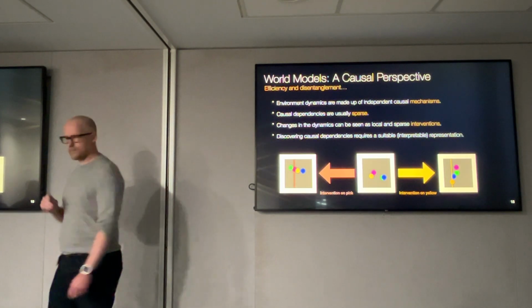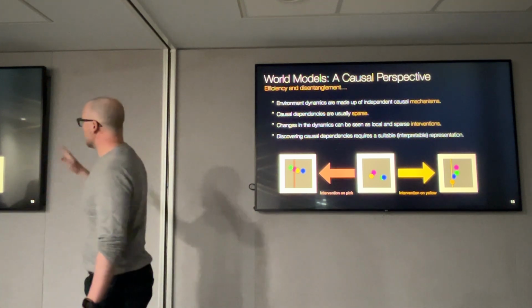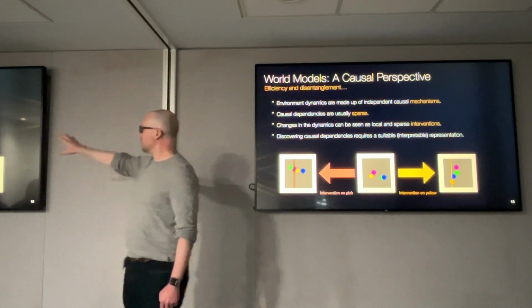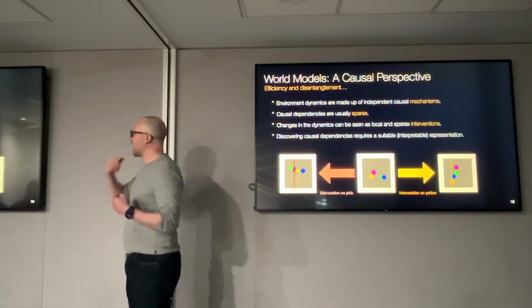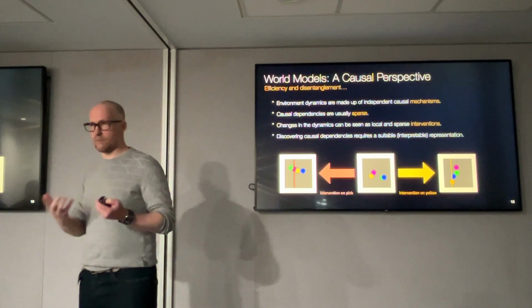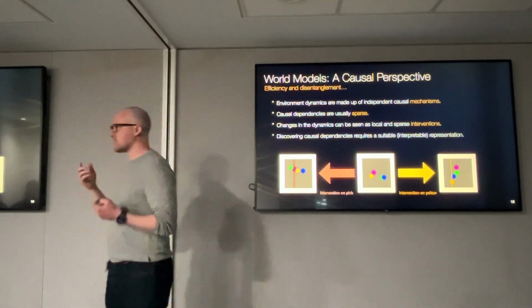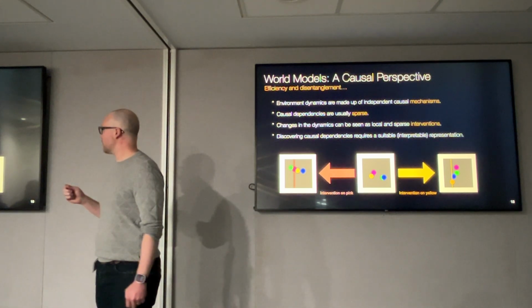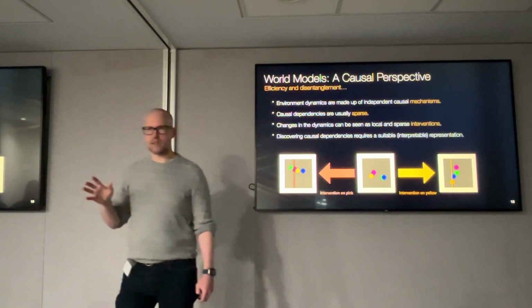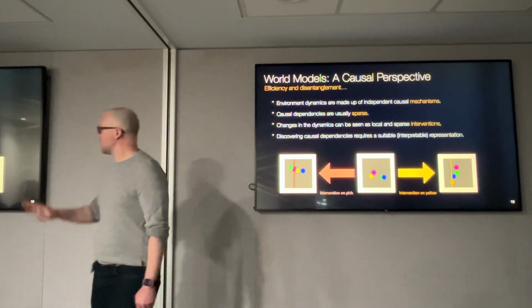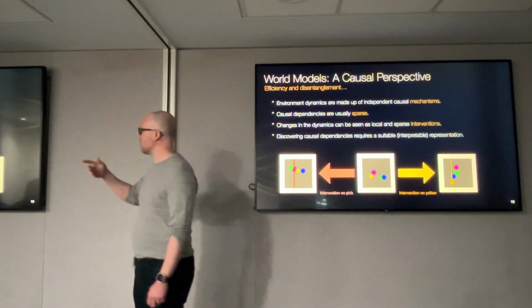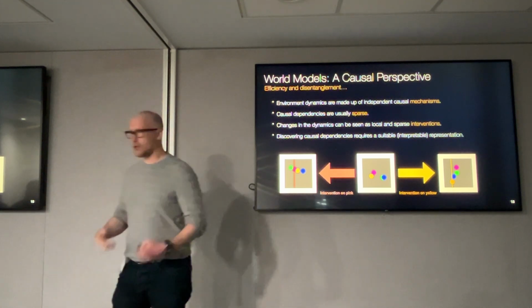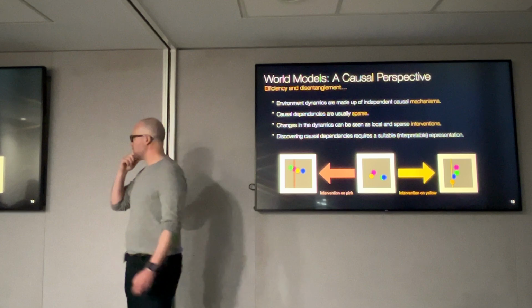Okay, right. Let's get into world models from a causal perspective. We already talked about the fact that environment dynamics are actually made up of independent mechanisms. We can well imagine that. Causal dependencies tend to be sparse, and it turns out that sparsity is the one key ingredient that we've discovered here. The changes in dynamics, which by the way include actions, can really be seen as local and sparse interventions. And so discovering these causal dependencies requires a suitable representation. That's the premise on which we work.